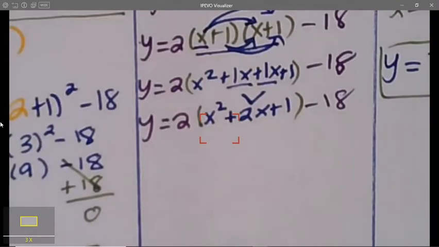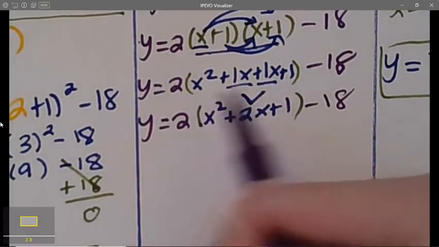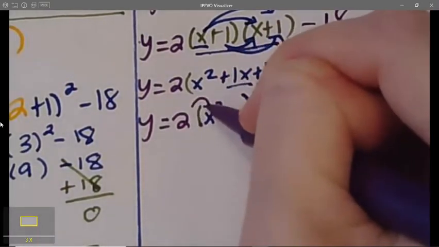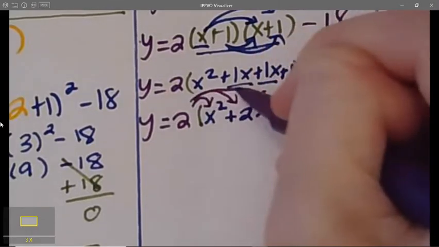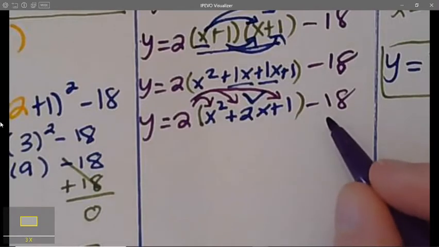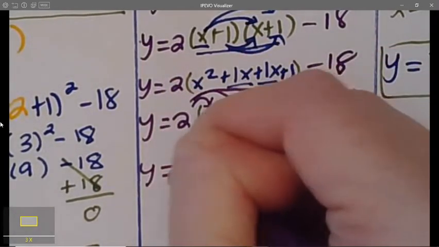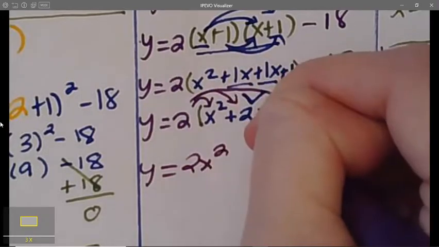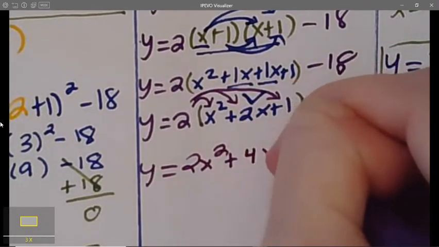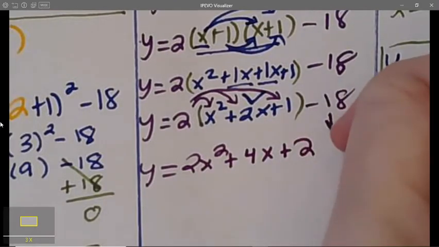Sorry. Okay. But anyway, so now that I've simplified down my parenthesis, now I'm going to distribute the 2 to every single number in my parenthesis. And then at the very end, I'll deal with the 18. So we have y equals 2 times x squared is 2x squared. 2 times 2x is 4x. And 2 times 1 is 2. And then I'm just going to bring on down that 18.